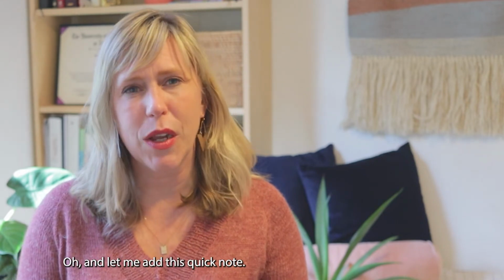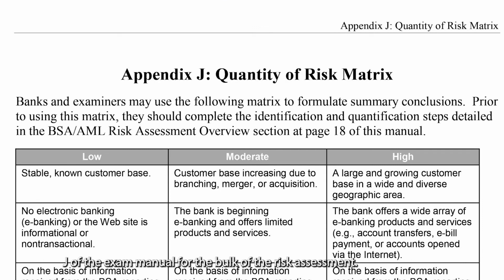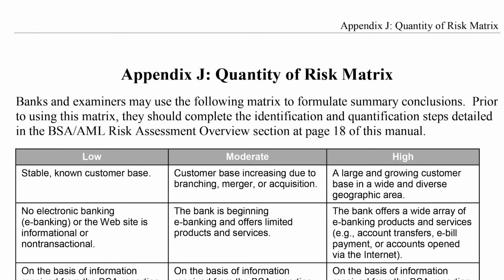Oh, and let me add this quick note. Many institutions are still relying on the Appendix J of the exam manual for the bulk of their risk assessment. As examiners and auditors will tell you, App J is helpful, but it doesn't cut it when it comes to providing a granular, risk-focused risk assessment.